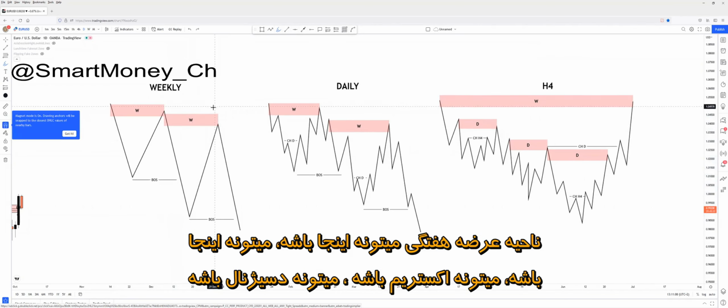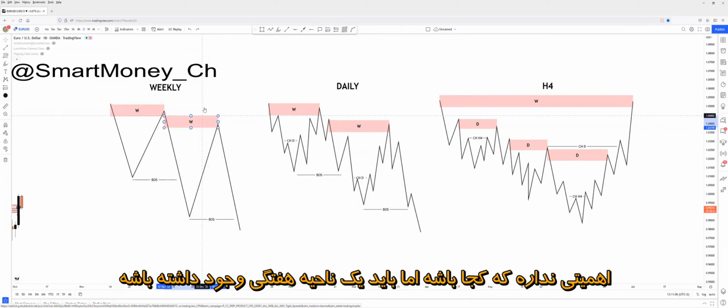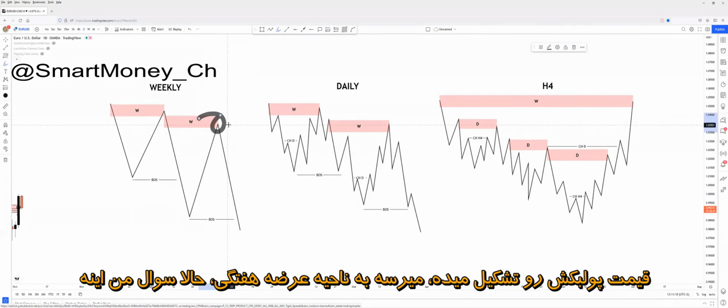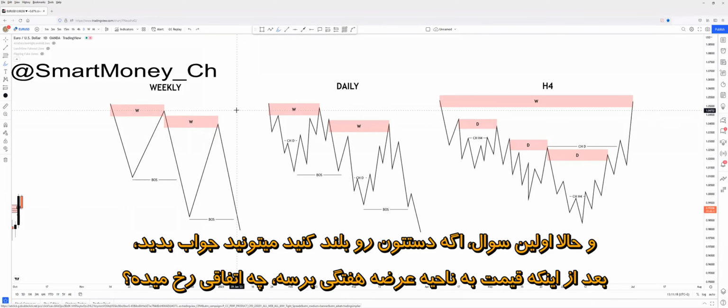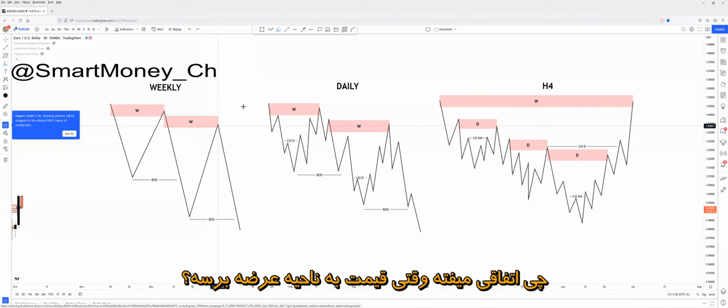The weekly supply can be here, it can be on the extreme, it can be on the decisional. It doesn't really matter where the weekly supply is. It has to be a weekly supply. So here's a weekly supply zone. Price creates its retracement and reaches its weekly supply zone. And I'm asking you, this will be a little bit of an interactive session. Here's the first question. If you raise your hand, you can answer. After price reaches this weekly supply zone right here, what happens? What happens when price reaches this supply zone?